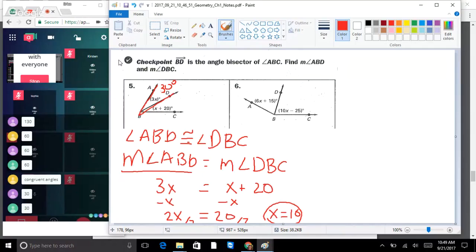And DBC is 10 plus 20, which is also 30 degrees. And it is a good thing that they both worked out to be 30 degrees because this is the angle bisector. That means that these two angles have to be congruent and equal to each other.